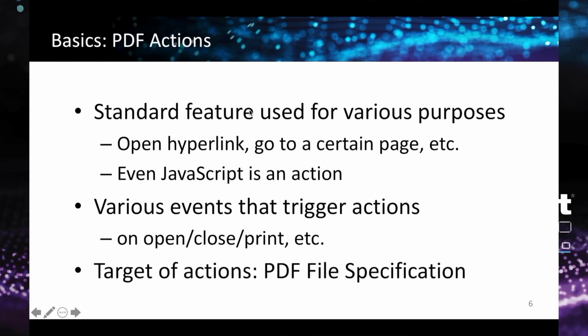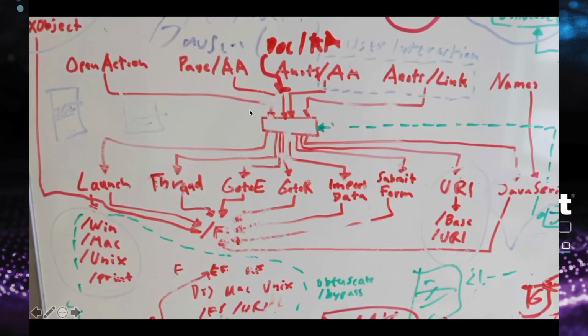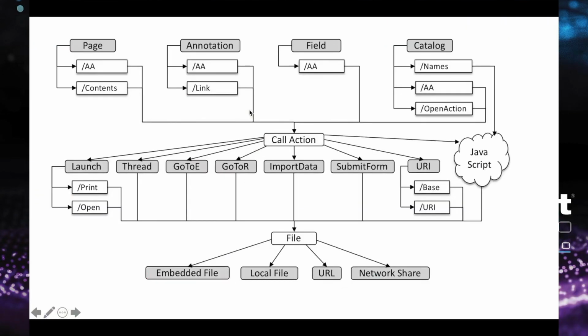And most actions can have a PDF file specification as a target, which could be, for example, a URL in order to define a hyperlink. Okay, so we systematically studied the PDF specification for PDF actions and for events that can trigger them. And then we tried to visualize all those findings, resulting in my whiteboard being filled up with a complete mess. So here's a more clean representation. And this is basically the most important slide of the talk, which will follow us over and over again.